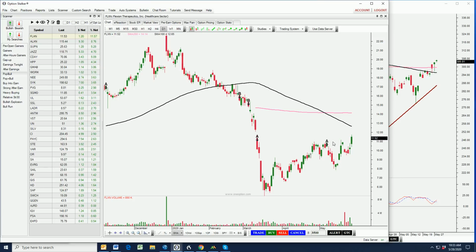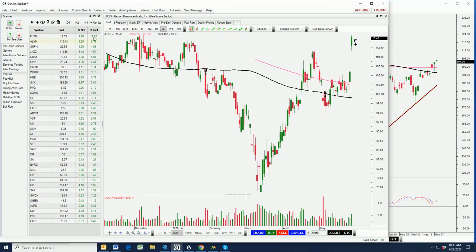I like this chart pattern in that the stock has been able to get through horizontal resistance right here. It has plenty of room to the 100-day moving average, so that looks good. Nice little uptrend here, not ahead of itself. FLXN is the symbol. ALXN, nice breakout. Trying to get through this high right here. So far, so good today.